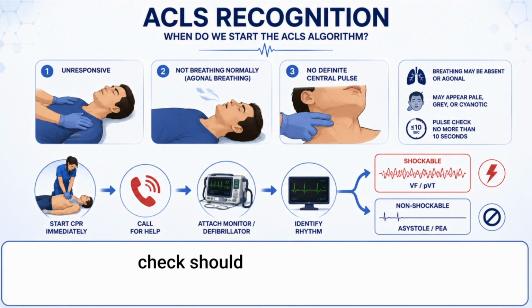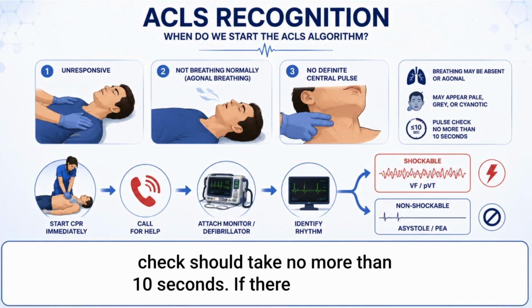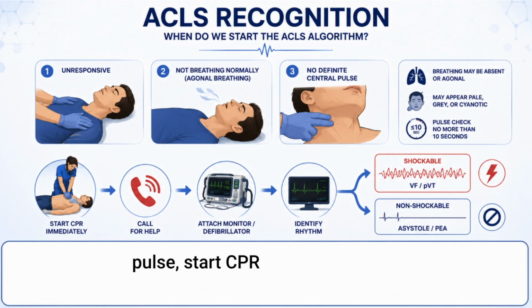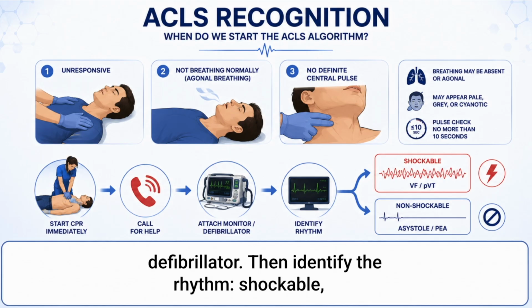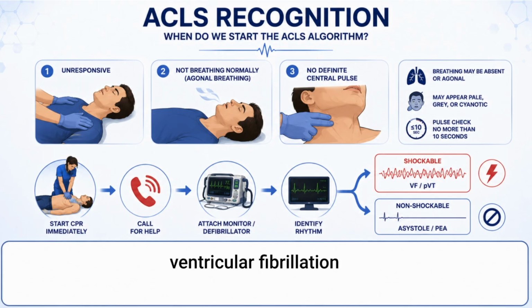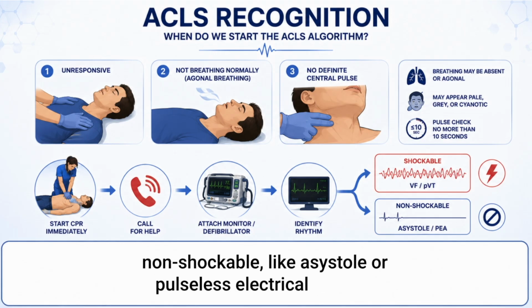The pulse check should take no more than 10 seconds. If there is no definite pulse, start CPR immediately, call for help, and attach the monitor or defibrillator. Then identify the rhythm. Shockable, like ventricular fibrillation or ventricular tachycardia, or non-shockable, like asystole or pulseless electrical activity.